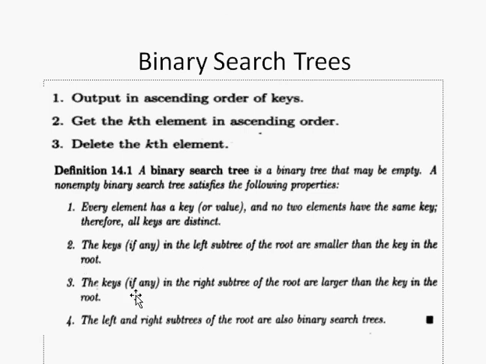Similarly, the elements in the right subtree of the node should have a value higher than that of the root. So this is the third property. I repeat, all right subtree elements should have a value higher than that of the root.